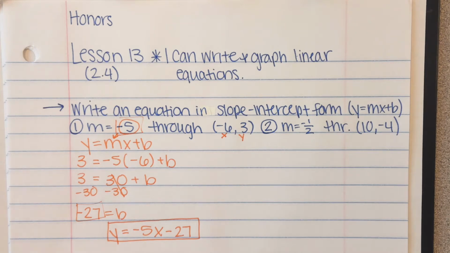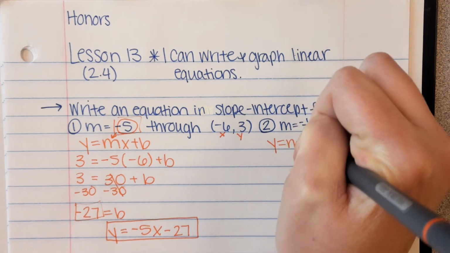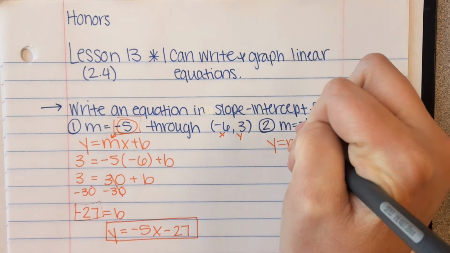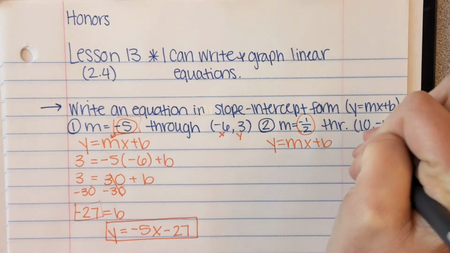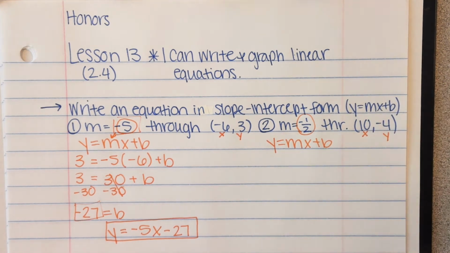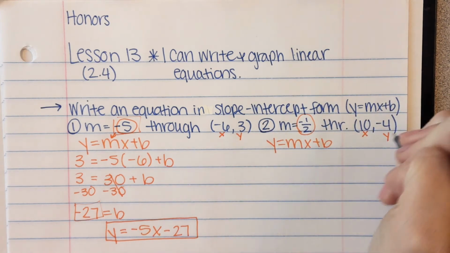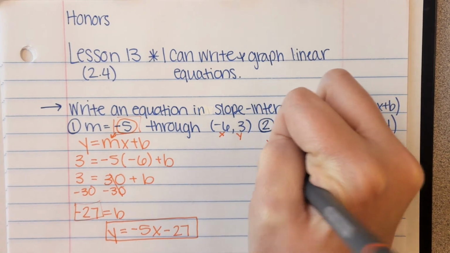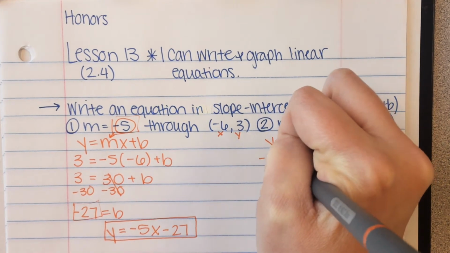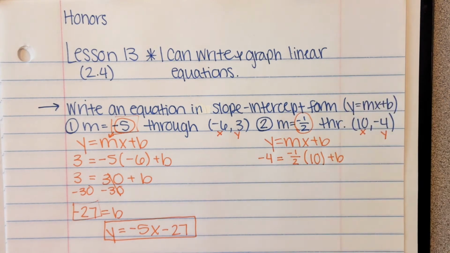All right, now let's check your answers. So again, I'm going to use y equals mx plus b. This time my m is -1/2, my x is 10, and my y is -4. So I'm going to plug each of those numbers into my equation. So my y is -4, my m is -1/2, my x is 10, and then plus b.